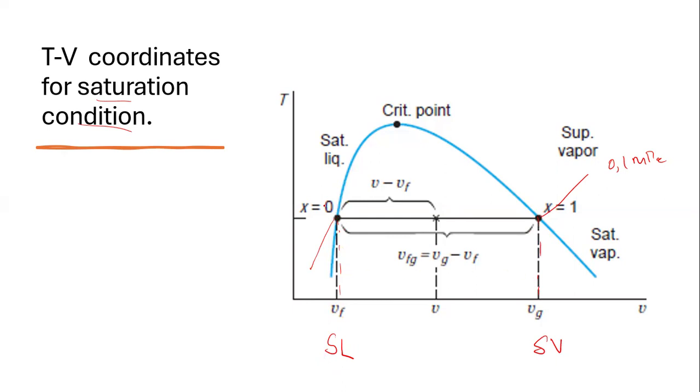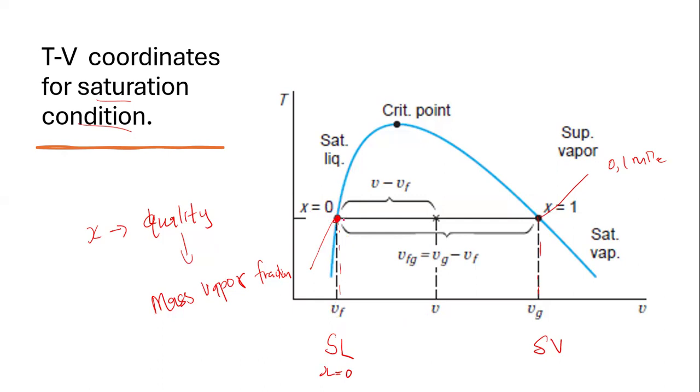Same applies here. Now we have X. X, I said to you, refers to quality. So what does quality mean? It means mass vapor fraction. Quality refers to the mass vapor fraction. So here at saturated liquid, our X is equal to 0. Why do we say our X is equal to 0? Because at this point in time we still have the liquid, right?